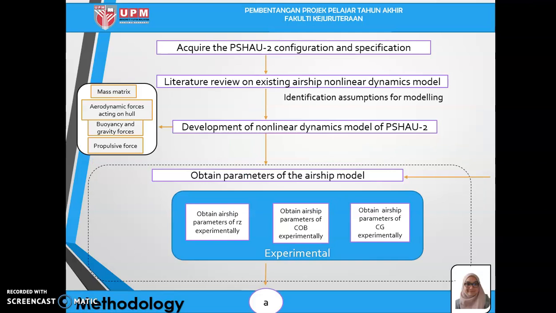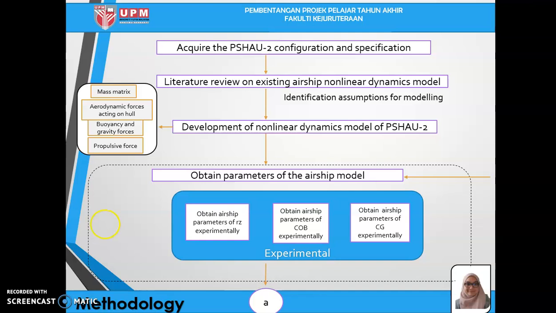So, first of all, for the methodology, we need to acquire the PSR2 configuration and specification. Next, doing a literature review on existing airship nonlinear dynamics models, which is important in order to get the identification assumptions for the dynamic modeling later on. Third, the development of the nonlinear dynamics model that consists of 4 models: the mass model, aerodynamic model, buoyancy model, and lastly the propulsive model.